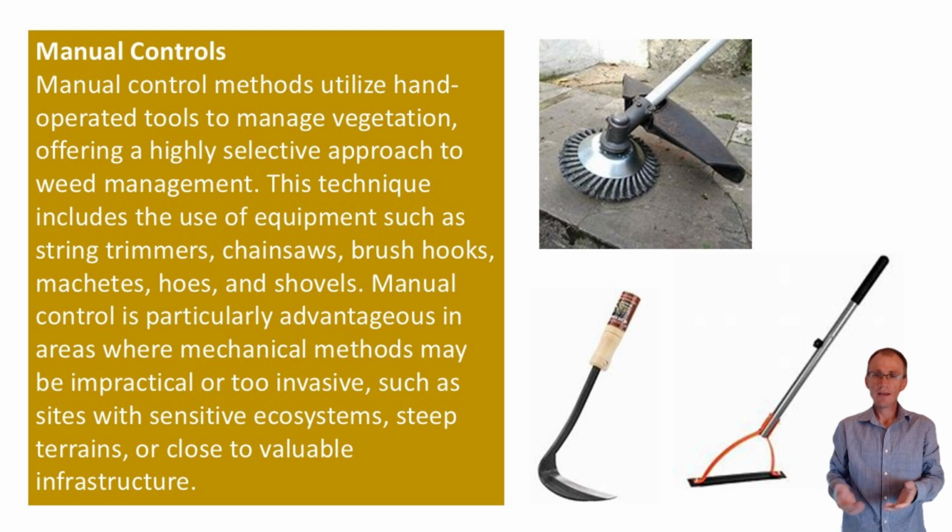Manual controls. Manual control methods utilize hand-operated tools to manage vegetation, offering a highly selective approach to weed management. This technique includes the use of equipment such as string trimmers, chainsaws, brush hooks, machetes, hoes, and shovels. Manual control is particularly advantageous in areas where mechanical methods may be impractical or too invasive, such as sites with sensitive ecosystems, steep terrains, or close to valuable infrastructure.